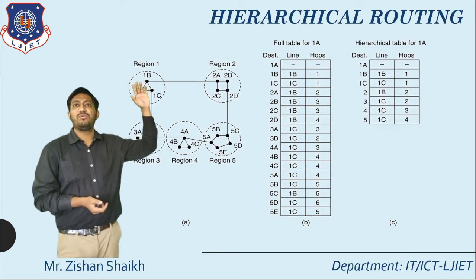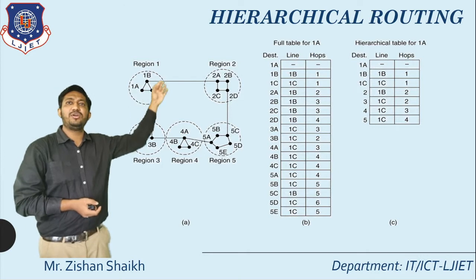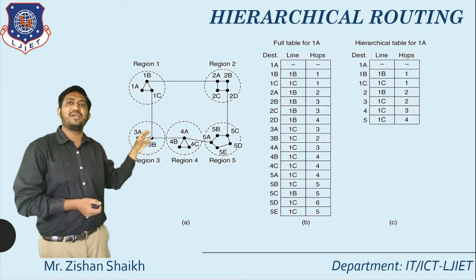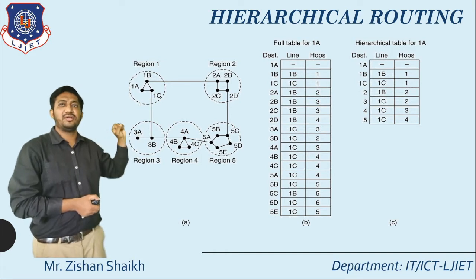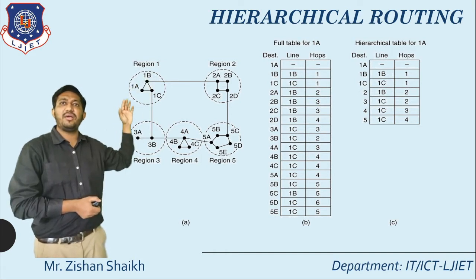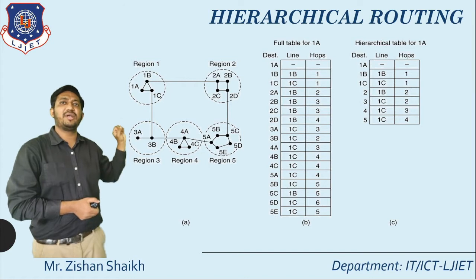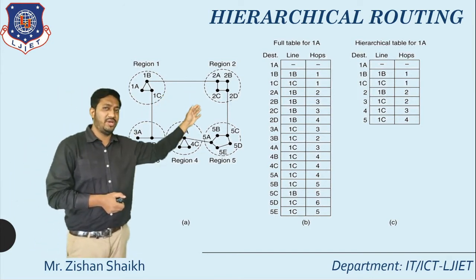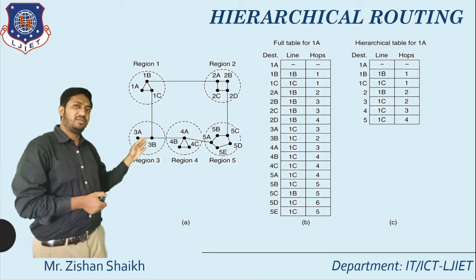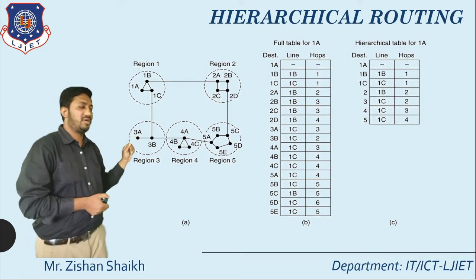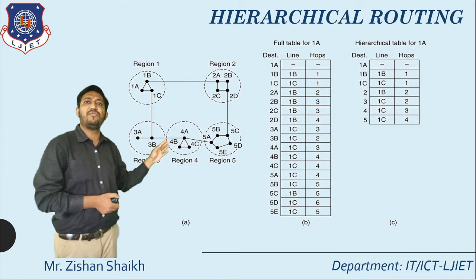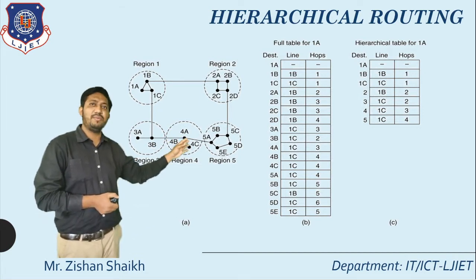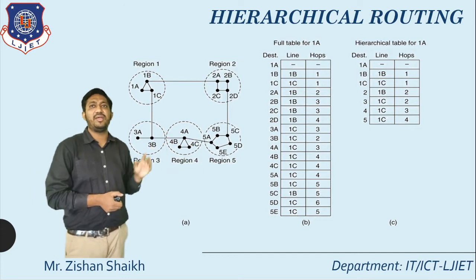Now we are moving to the example of hierarchical routing. Assume that we have five regions, region 1, 2, 3, 4 and 5, and different routers are available in these regions. Region 1 has routers 1A, 1B, 1C, region 2 has 2A, 2B, 2C and 2D, region 3 has 3A and 3B, region 4 has 4A, 4B and 4C, while region 5 has 5A, 5B, 5C, 5D and 5E.